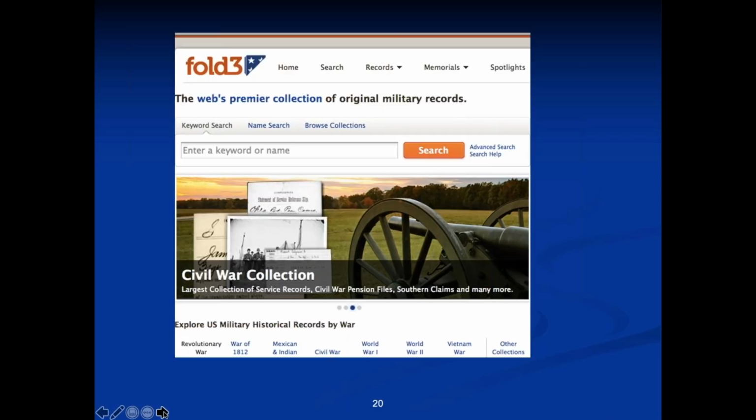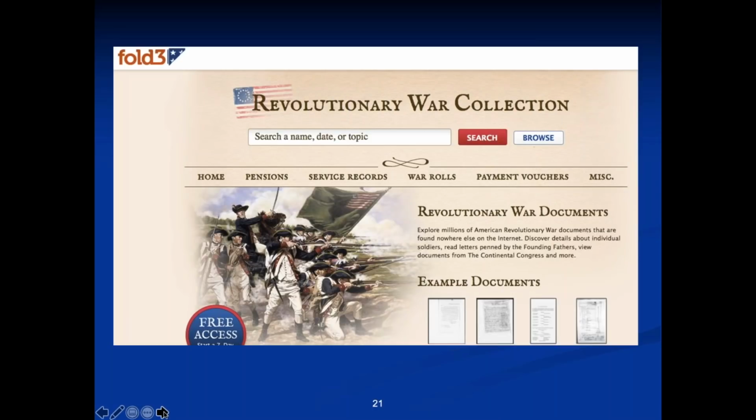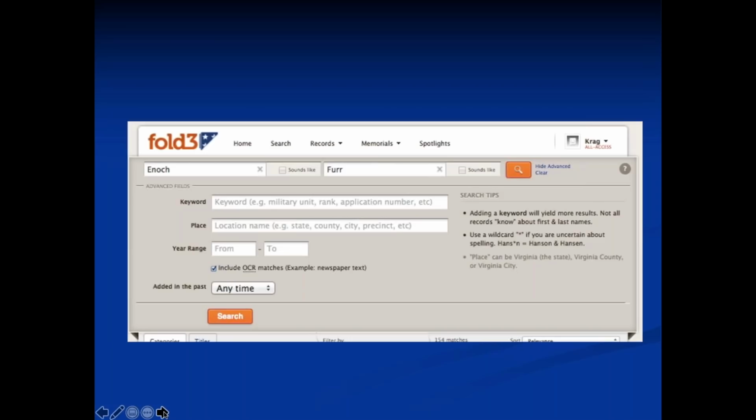I highly recommend, if you're doing Revolutionary War research, that you use Fold 3, because probably 95% of all the material that the federal government has that relates to the Revolutionary War is in fact on Fold 3. All that's missing are some payment vouchers and some last and final payments that we'll talk about in a bit. So there is this Revolutionary War collection on Fold 3 that deals with pensions, service records, Revolutionary War rolls, some payment vouchers, and some other miscellaneous material. And basically, you just type in the guy's name, select Revolutionary War.